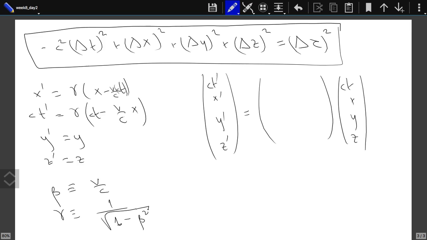So then, in terms of these newly defined quantities, the matrix appearing over there is: gamma, minus beta gamma, 0, 0; minus beta gamma, gamma, 0, 0; 0, 0, 1, 0; 0, 0, 0, 1. It's 4 by 4.